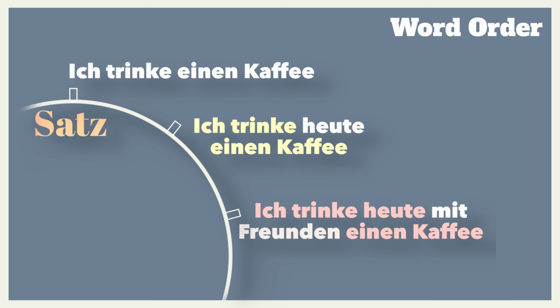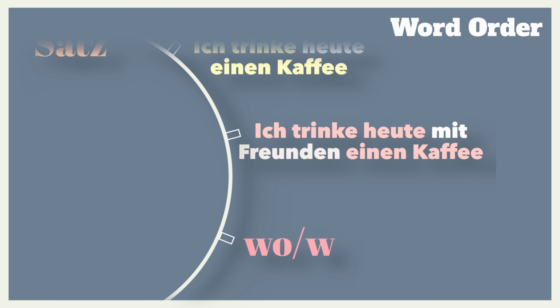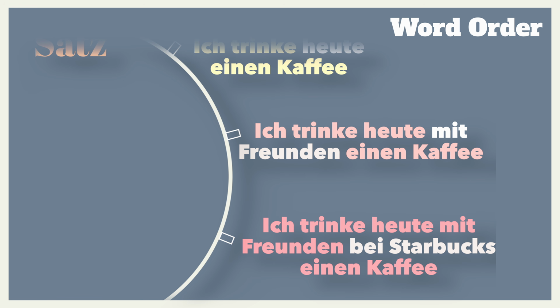We'll add in a place phrase next. Maybe some kind of location makes the most sense. Ich trinke heute mit Freunden bei Starbucks einen Kaffee. By now, we've added in just about as many elements as we can. So let's try some different ways of transitioning to another clause.